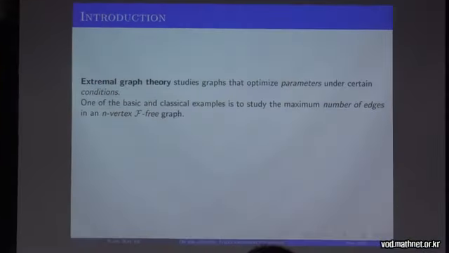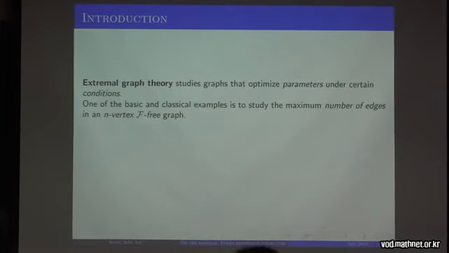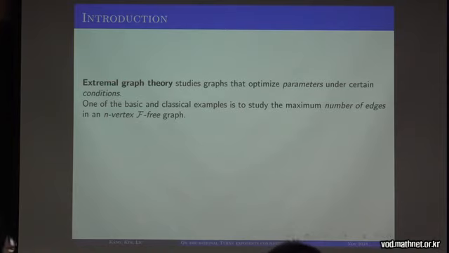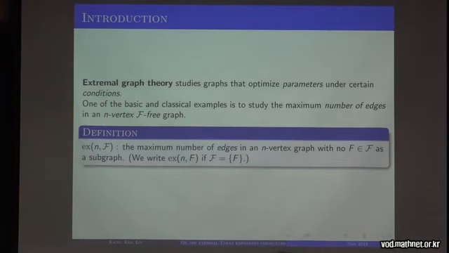Let me introduce some brief terminology. Extremal graph theory studies graphs that optimize graph parameters under certain conditions. One of the basic and classical examples is to study the maximum number of edges in an n-vertex F-free graph. So here is the basic definition. ex(n, F) is the maximum number of edges in an n-vertex graph with no subgraph in the family of graphs. We simply write ex(n, F) if F consists of only one graph.